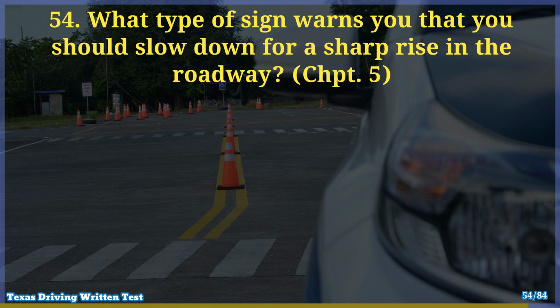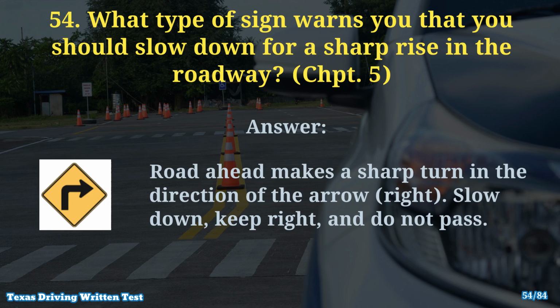54. What type of sign warns you that you should slow down for a sharp rise in the roadway? Answer is below is the sign. Road ahead makes a sharp turn in the direction of the arrow, right, slow down, keep right, and do not pass.